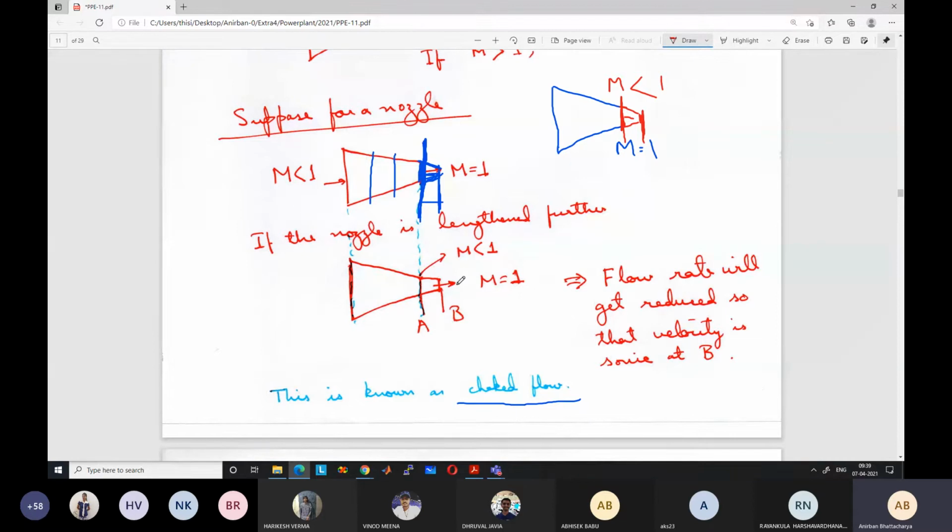Ultimately, the Mach number is always going to be 1 at the throat section only, means at the section where you have the minimum area. All the other sections, the flow will get adjusted accordingly.